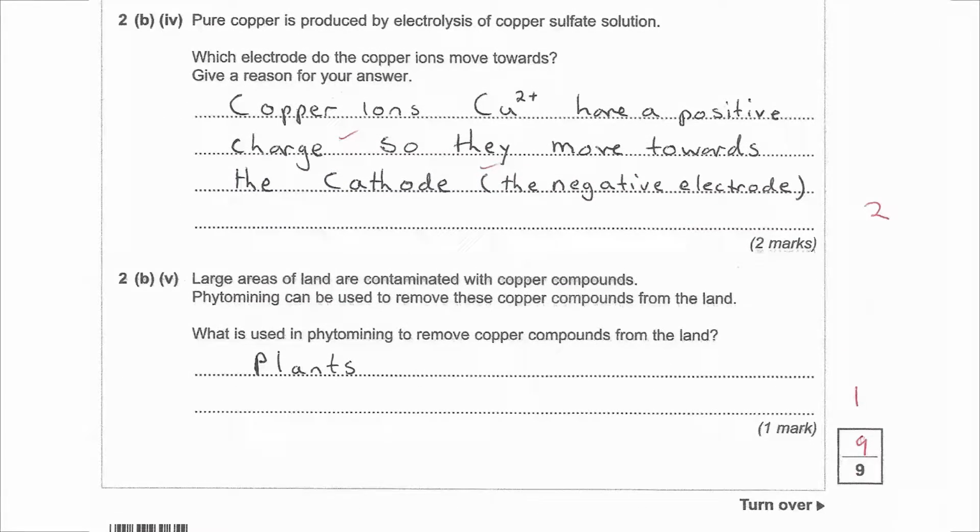Next question. Pure copper is produced by electrolysis of copper sulfate solution. Which electrode do the copper ions move towards? Give a reason for your answer. Okay. Copper ions are copper 2+. They have a positive charge, so they move towards the negative electrode. The negative electrode is called the cathode. Basically, this is where the electrons are going to be coming off so that the positively charged ions can combine with them and they are then reduced to a metal.